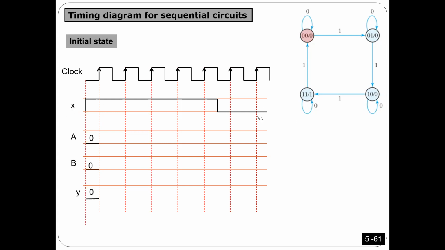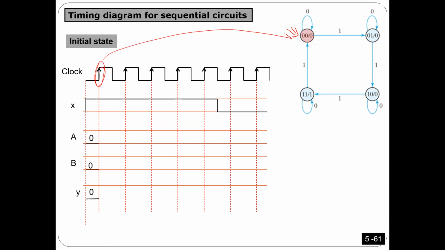Originally, I'm in state 0, 0 before the clock comes. So this is at time T. Now, after the clock, it's time T plus 1. So before the clock, I'm in state 0, 0, and Y is 0. That's okay. So I'm here. Is that okay? Let's see when the clock comes what's going to happen. At this clock, what will happen?